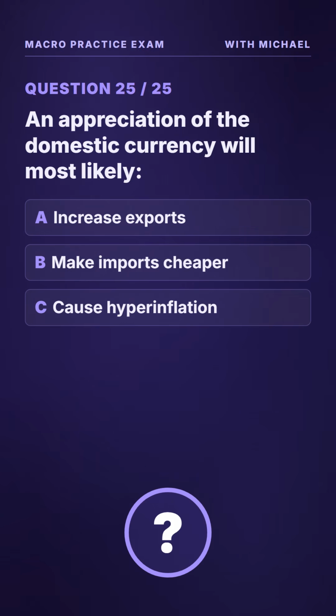Question 25. An appreciation of the domestic currency will most likely A. Increase exports. B. Make imports cheaper. C. Cause hyperinflation.